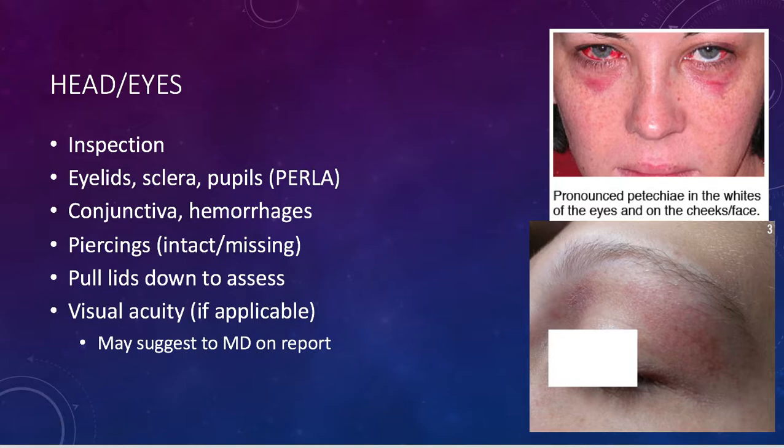So that could be just like the earring. If it's missing, where is it? So you want to let the detective know it could be at the location of the assault. You want to make sure to pull the eyelids down and take a peek at the inside and the conjunctiva. That's a very common place for petechiae to be, as well as the outside of the eyelids and the upper eyelids. And also visual acuity, if applicable. You don't necessarily have to perform a visual acuity exam. However, if the patient's stable and they report any vision changes, then you may suggest that to the physician when you're done with the exam.